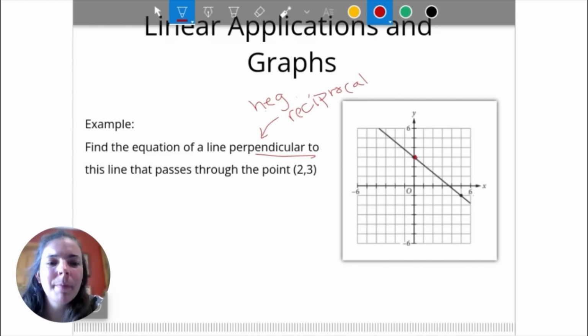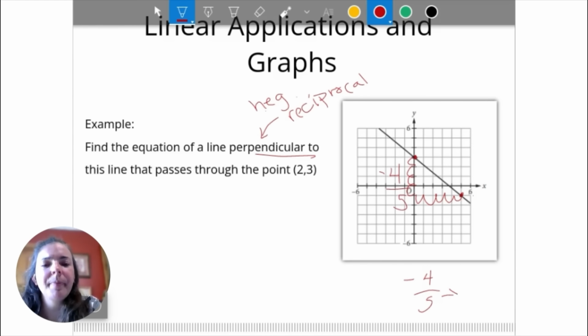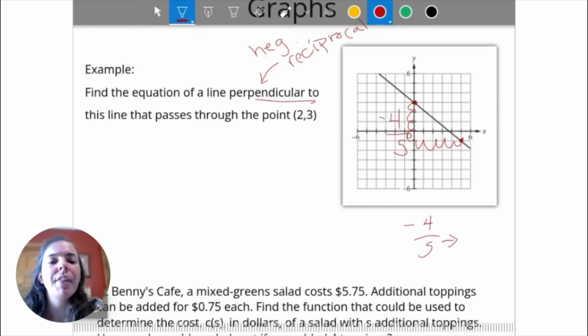I see 2 points. To find the slope, I could plug it into my change in y over change in x, or I could just count my boxes. 1, 2, 3, 4. So I go down 4, and then to the right, 1, 2, 3, 4, 5. So my slope here is negative 4/5. The negative reciprocal of that would be to flip it and make it positive. So you change the sign and you flip it. So here is my new slope.